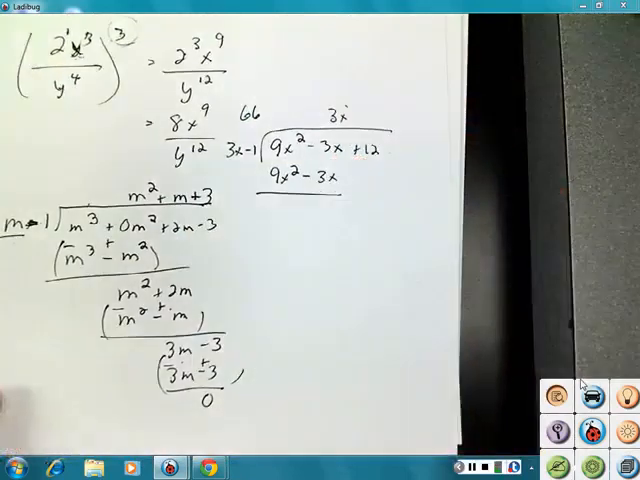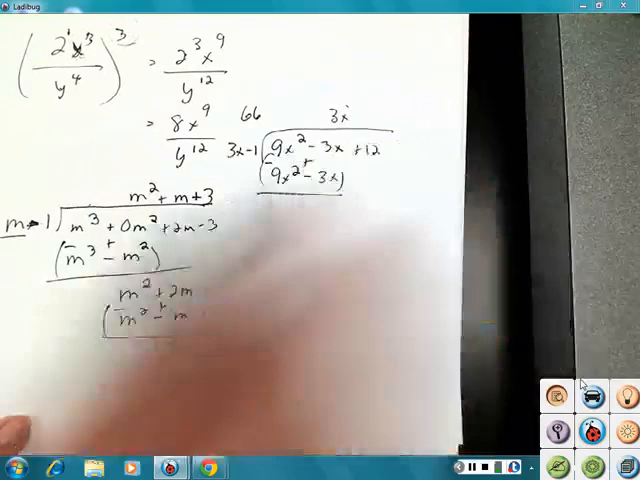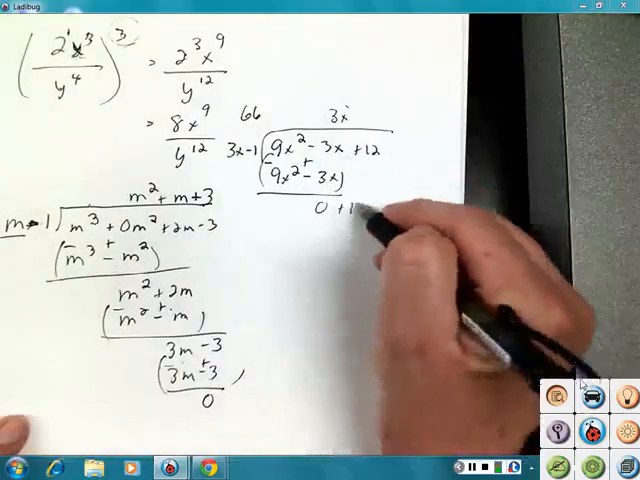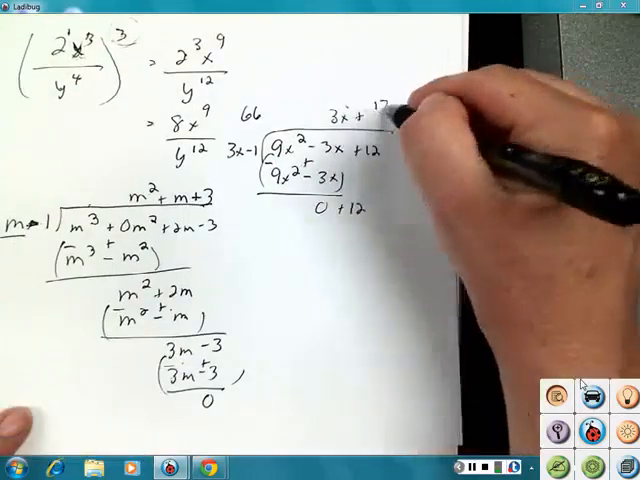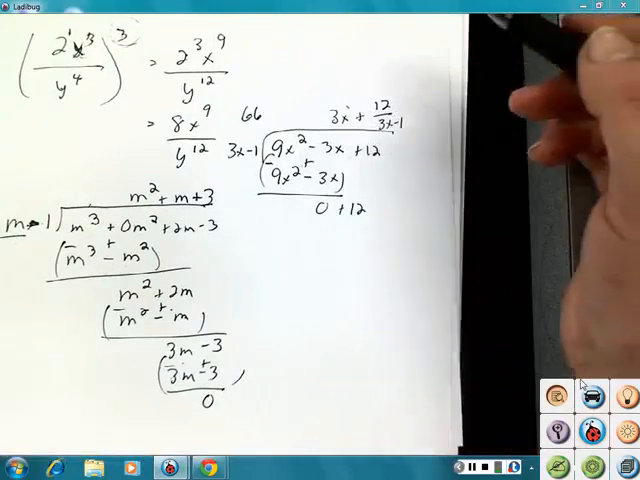Then I need to go through and change my signs. And when I change my signs, everything there disappears and all I have left is a plus 12. That becomes my remainder. So then I put 12 over 3x minus 1 because I can't do anything else with it.